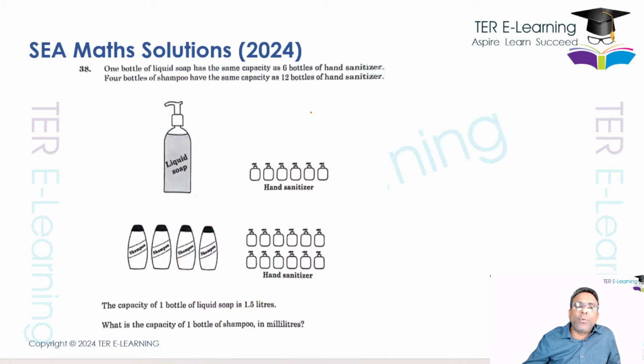Question 38, 1 bottle of liquid soap has the same capacity as 6 bottles of hand sanitizer. So we have liquid soap here, and has the same capacity of 6 hand sanitizers. Now, they're also telling us that 4 bottles of shampoo has the capacity of 12 bottles of hand sanitizers. And the capacity of 1 bottle of liquid soap is 1.5 liters. So this here is 1.5 liters, and that is actually equal to 6 hand sanitizers. Now they want you to work out what is the capacity of 1 bottle of shampoo.